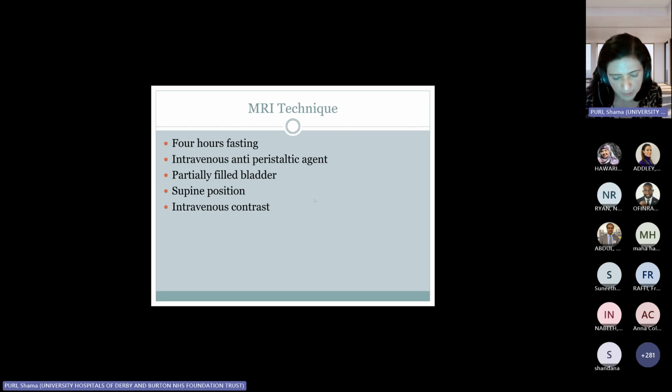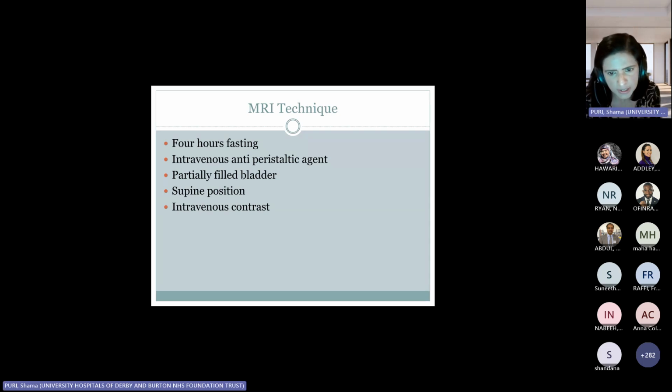Images are best obtained if the patient lies really still and there is minimum peristalsis. To facilitate that, not only fasting, we also give an antiperistaltic agent. Usually Buscopan is given. If Buscopan is contraindicated, glucagon can be given as well.